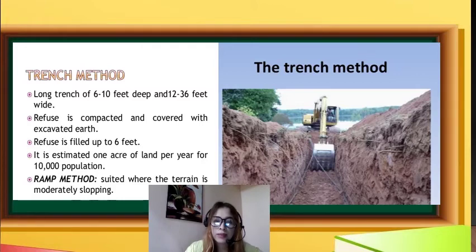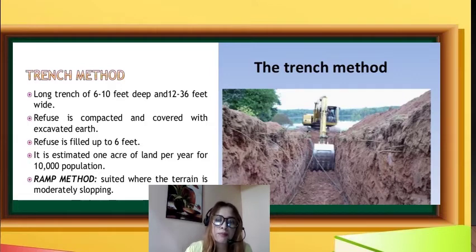and then compacted and covered with excavated earth, and then filled up to 6 feet. So it is estimated 1 acre of land per year for 10,000 population of people. So they will consume like 1 acre of land per year for this kind of method. So this is common to some remote areas, could be, and to some places where there is still a place to have this trench method.